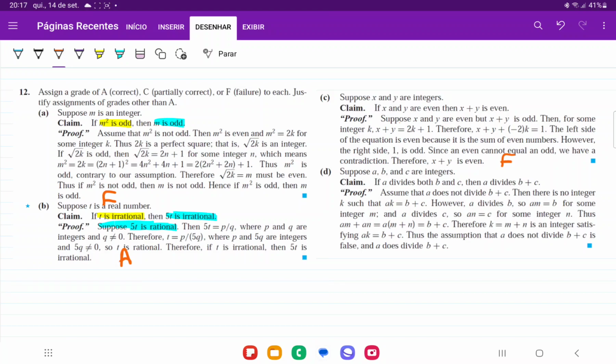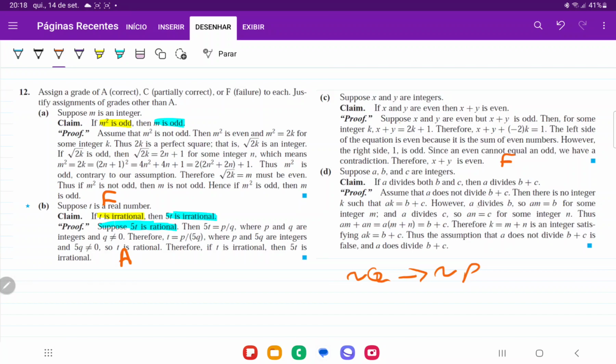And let's do D. So it says, if A divides both B and C, then A divides B plus C. So that's what we want to prove. And then it's going, okay, assume that A does not divide B plus C. So it is beginning by assuming not Q, right? So we should expect that this leads to not P because the contrapositive is logically equivalent to the conditional. So then there is no integer k such that AK is equal to B plus C.